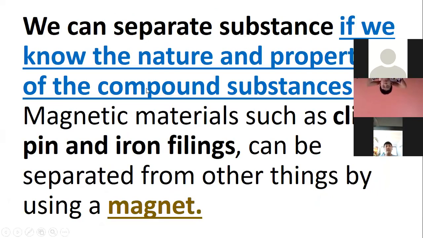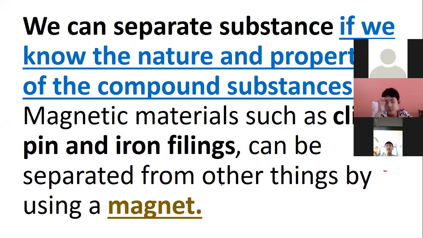Next. Okay. We can separate substances if we know the nature and properties of the compound substances. Magnetic materials such as clips, pins, and iron filings can be separated from other things by using a magnet. So by using a magnet, we can separate things that are metal and non-metals. What is metal? Non-metal. Metal and non-metal. Metal, aluminium.